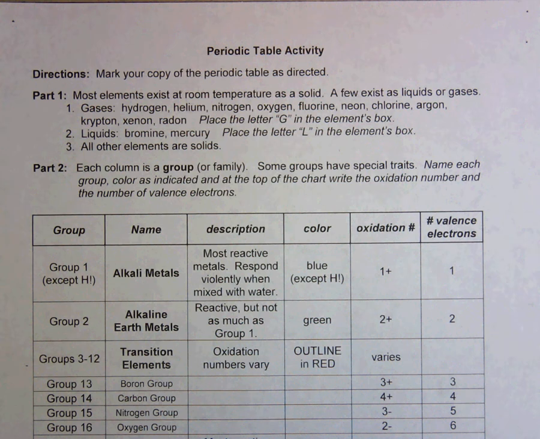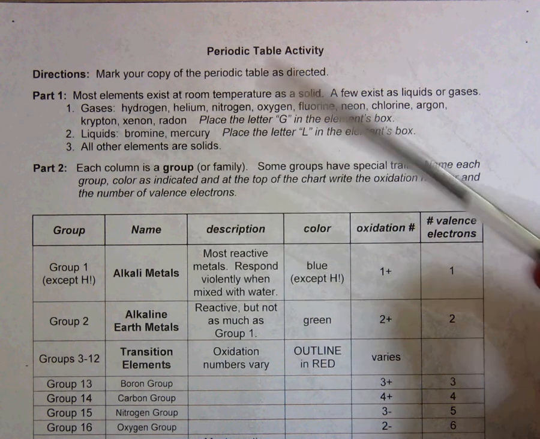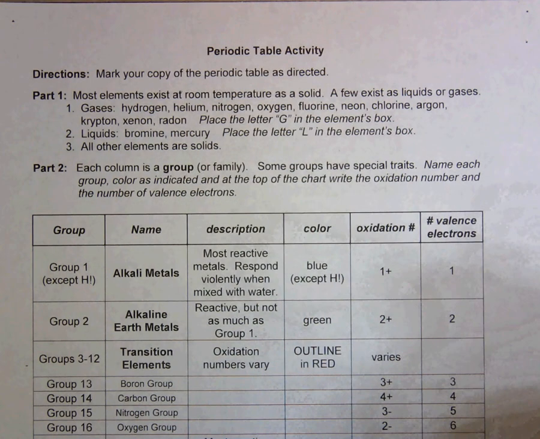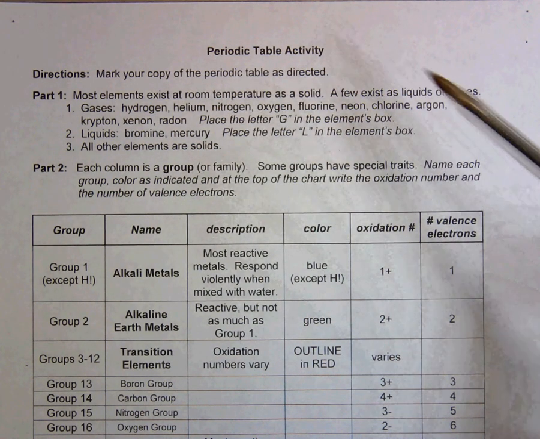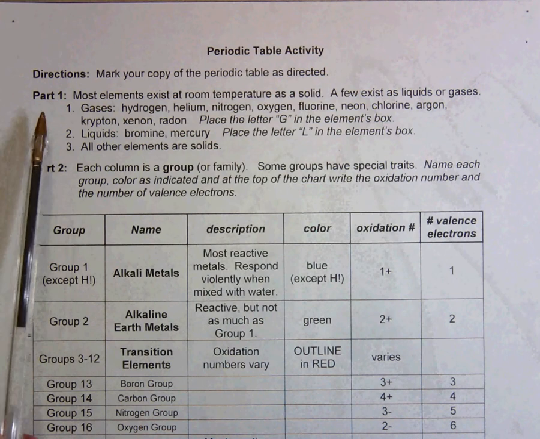For the periodic table activity, you will need to get a periodic table from your teacher. Make sure that you follow all of the instructions as you go along. Most people will miss parts here and there. So if you look here, it says part 1.